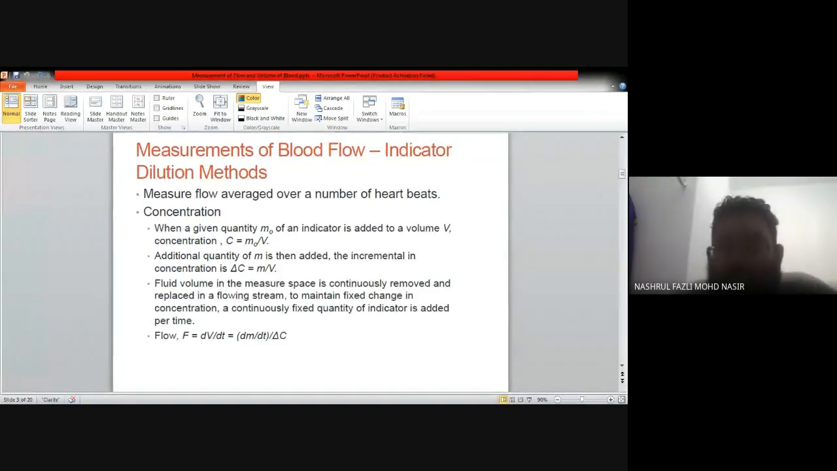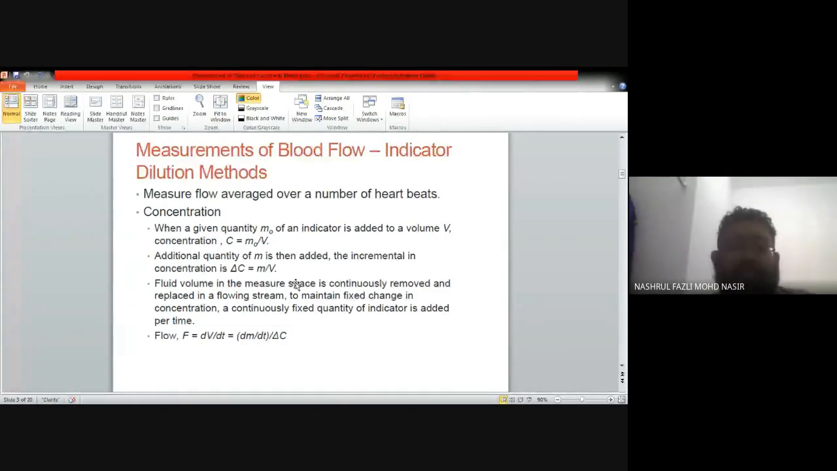So let's look at this. C, what is C? C is the concentration. So the M naught is an indicator added to a volume V. So the concentration C equals M naught divided by V, where M naught is the given quantity. If you study your chemistry, this is one of the ideas of how you want to measure your concentration.